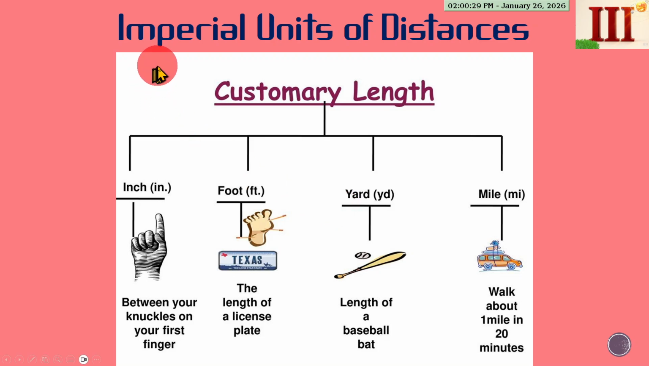So we want to look at the imperial units of distances. The smallest unit for this would be the inch. It's about the distance between the knuckle and your first finger. If you measure in between the two fingers, I think that's going to be an approximate size. The foot is the next unit. It's approximately the length of a license plate. But I know people who, when they put down a foot, they actually put down a foot.